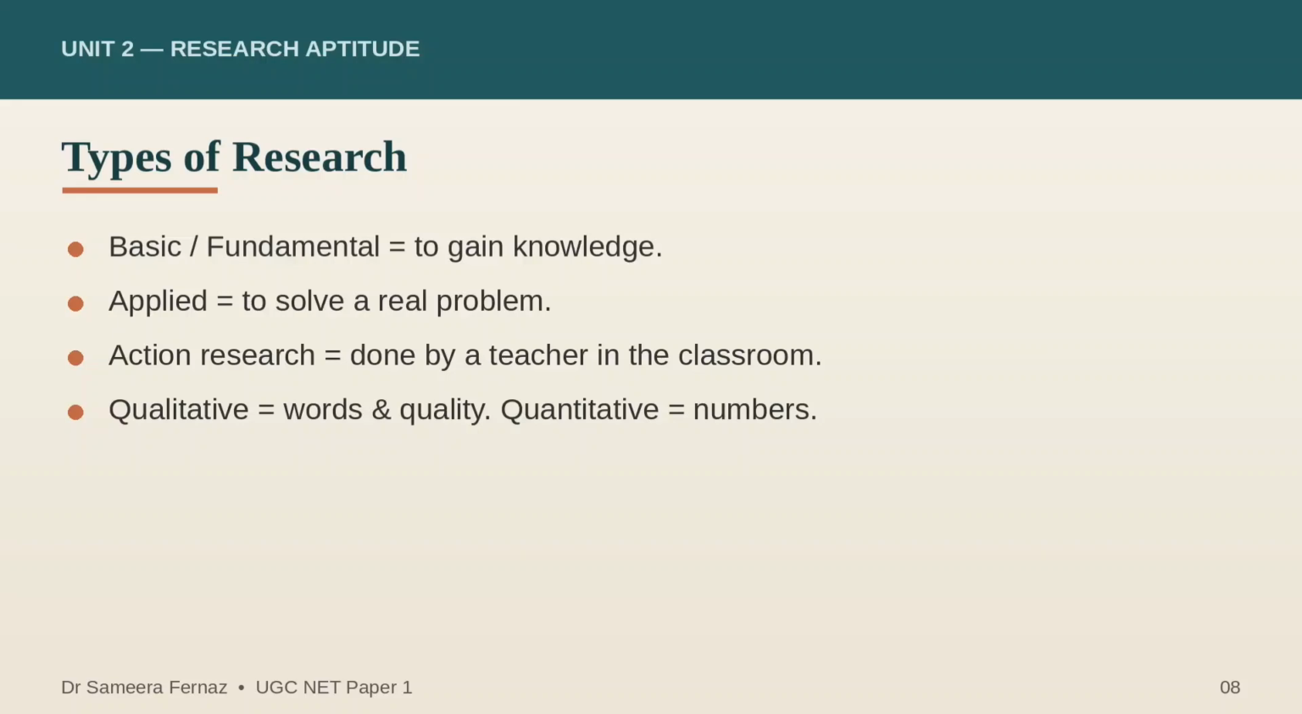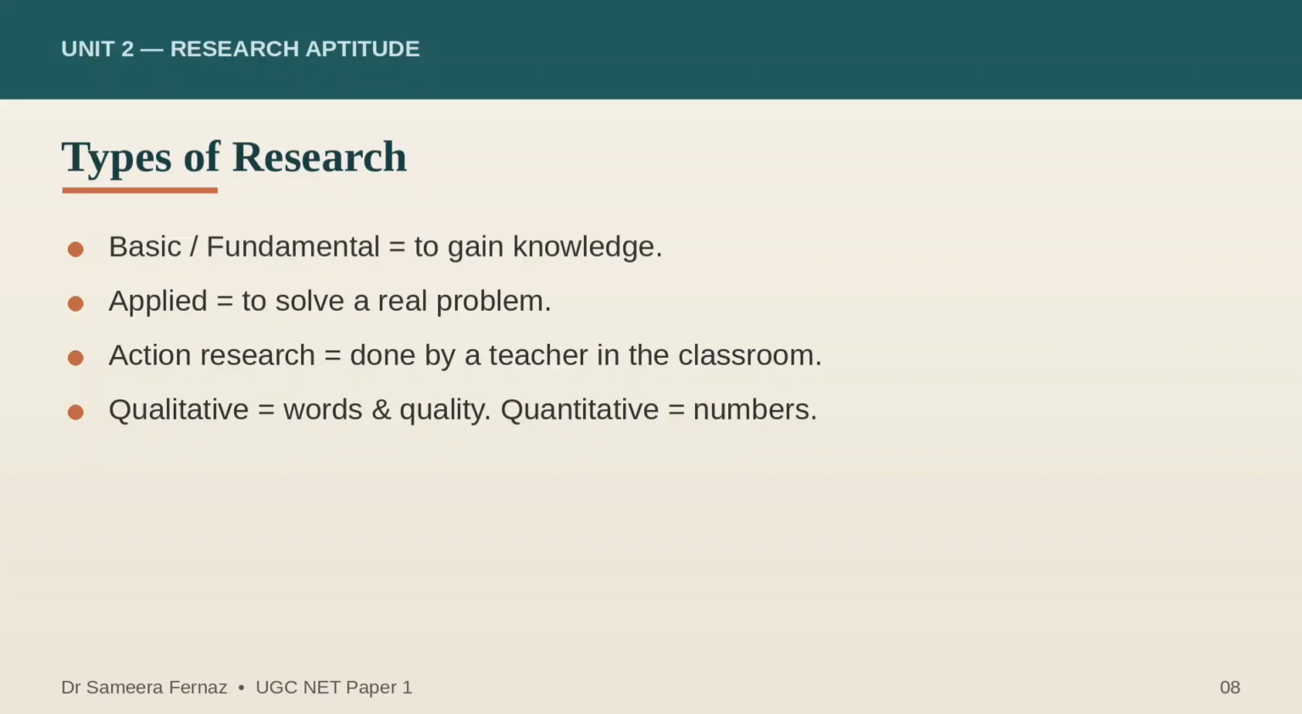Now remember the steps of research. First, select the problem, then review the related work, which is called review of literature. Then make a hypothesis, then collect the data, then analyze the data, and at the end, write the report and conclusion. What is hypothesis? A hypothesis is a small guess, a possible answer that we test in our research. The null hypothesis says that there is no difference or no relation. This is a very common question.